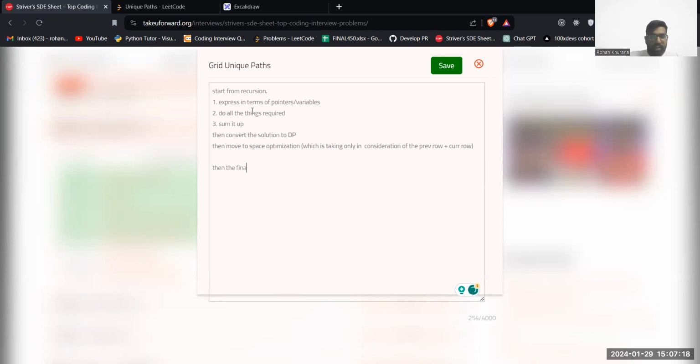Then the final solution is based upon permutation and combination. So n plus m minus 2 C r, where r is m minus 1, is the answer, right? Is the answer. Can I make it bold?